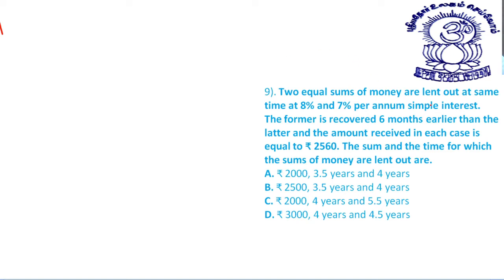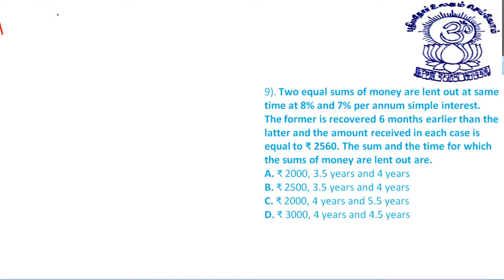Two equal sums of money are lent out at the same time at 8% and 7% per annum simple interest. The former is recovered 6 months earlier than the latter, and the amount received in each case is equal to 2560. The sum and the time for which the sums of money are lent out is, if you are good at calculation, students, you can do a lot of things verbally, but since I need to teach you, I'll tell the question in detail.